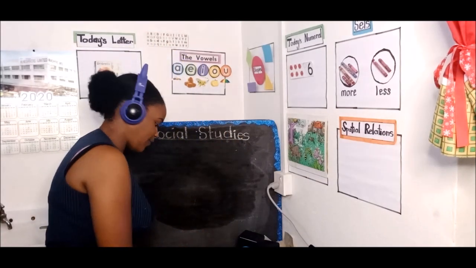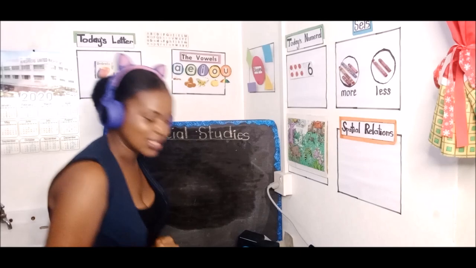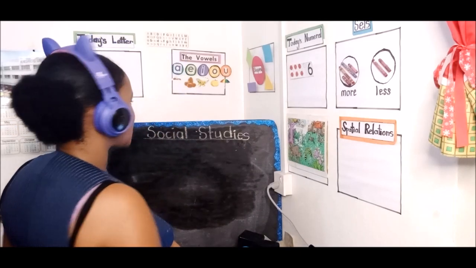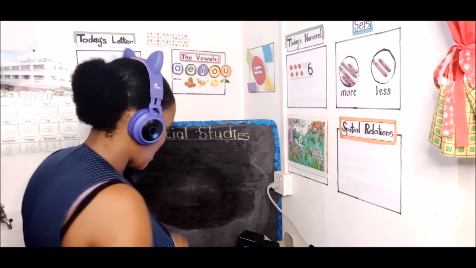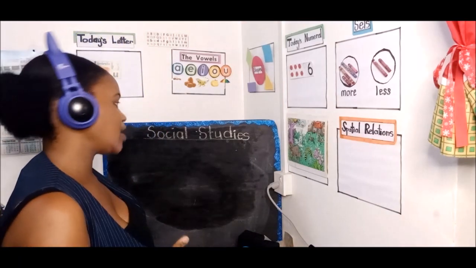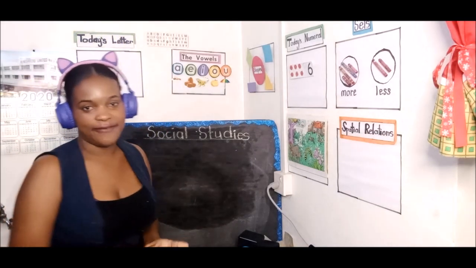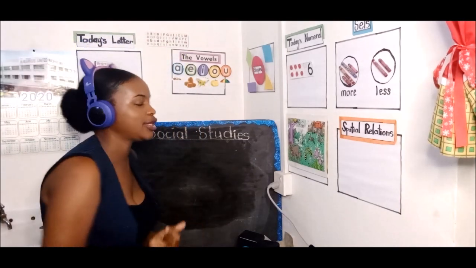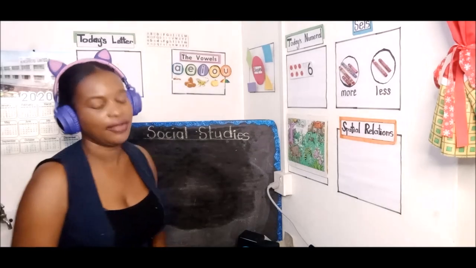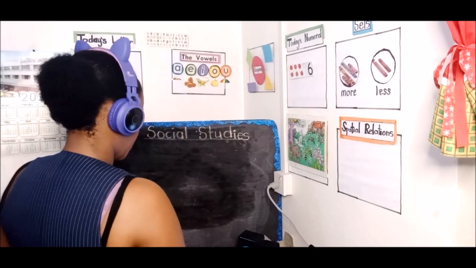Now, what is our theme for this term? Our theme for this term is plants and animals in the environment. And our topic for this week is plants are living things because they grow, they breathe, they reproduce, and they give off waste. Okay, children?